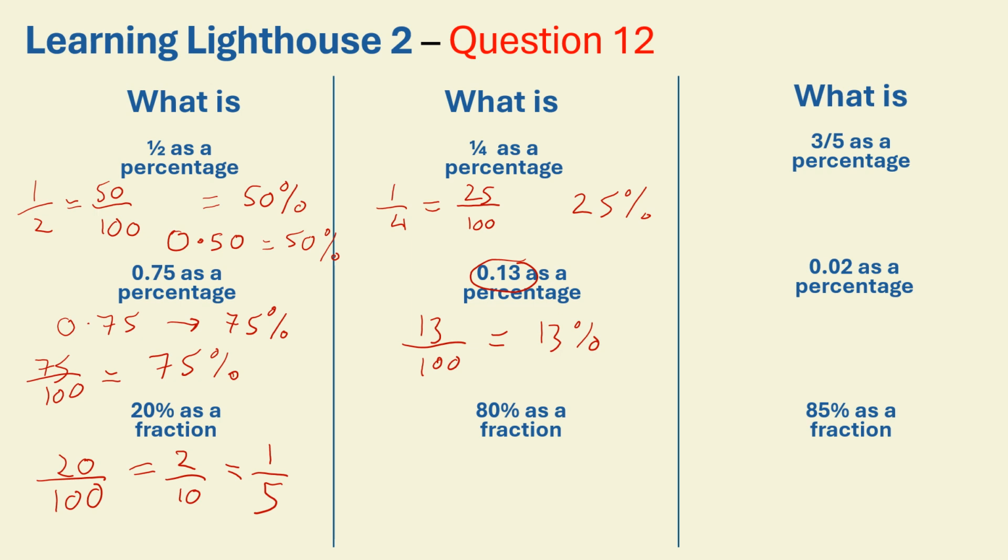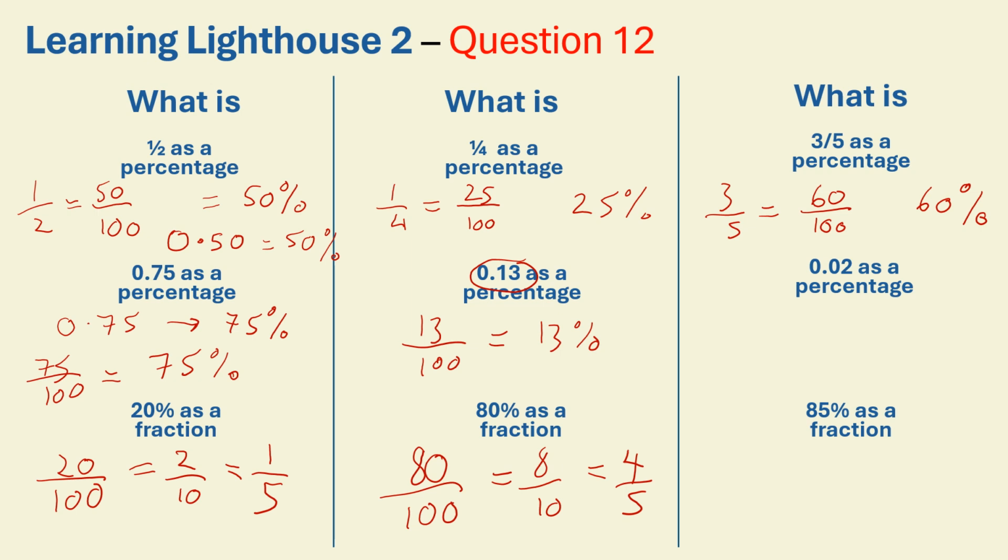And 80% as a fraction, we'll start it off as out of 100. See if you can cancel it down. Well, that becomes 8/10, which is also 4/5. Right, the third column, press pause. So 3/5. Let's try and make that out of 100. So we could times by 20. 20 times 3 is 60, so we've got 60%.